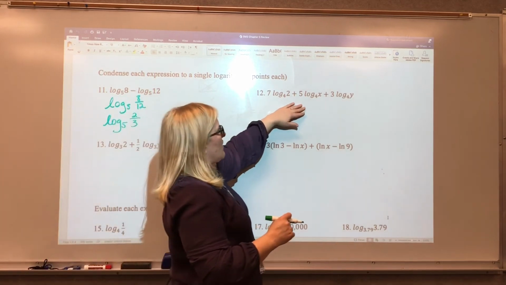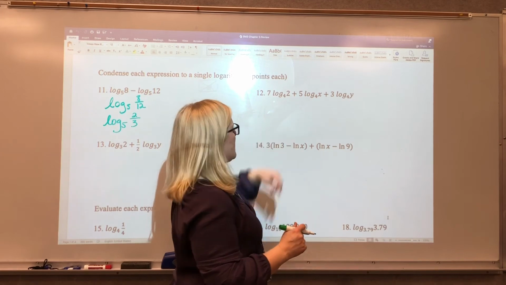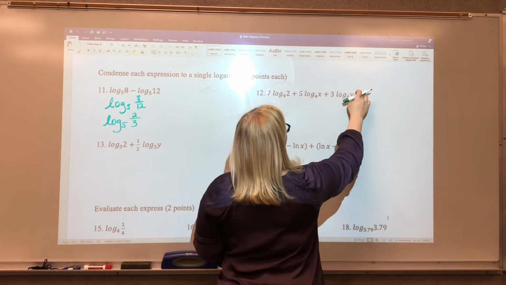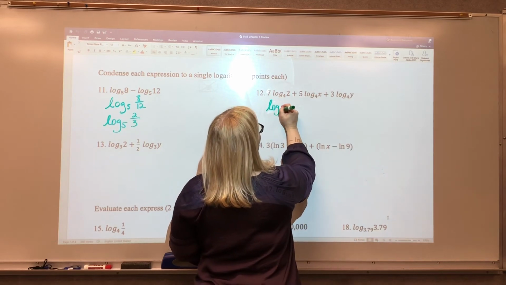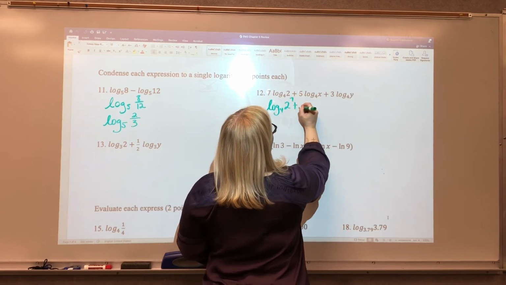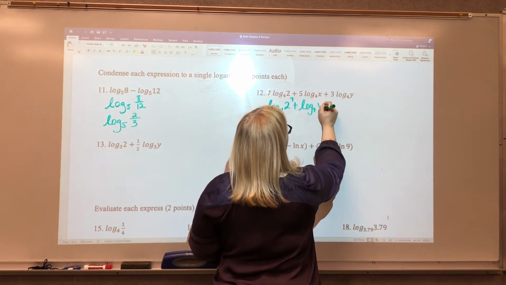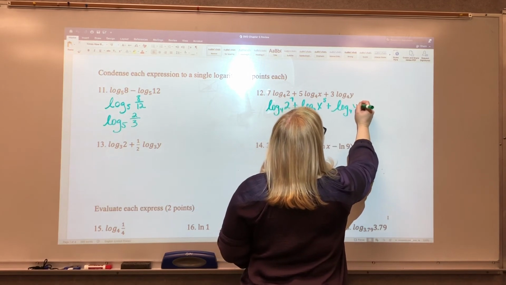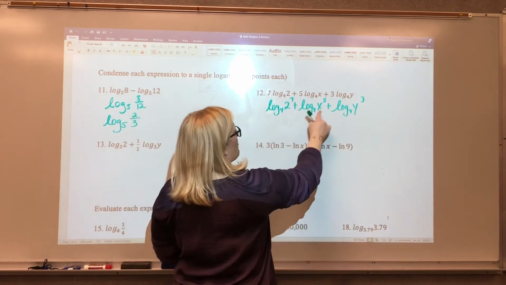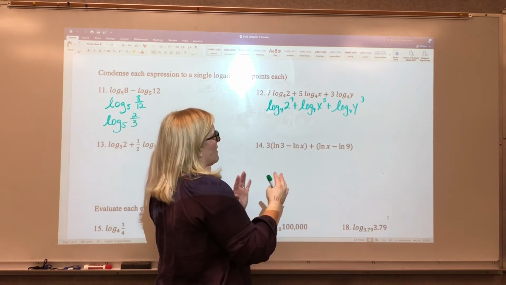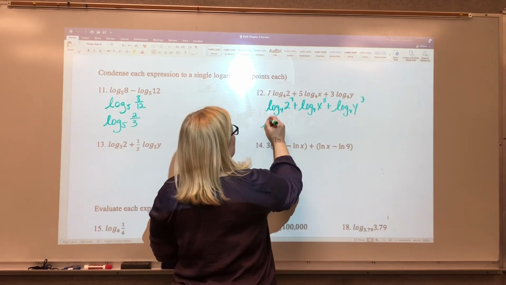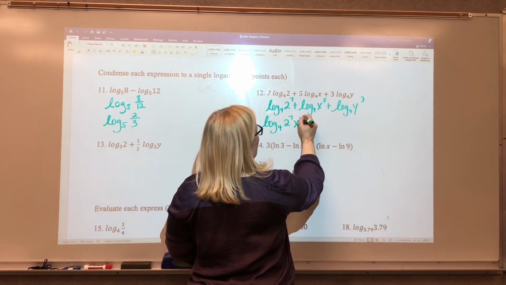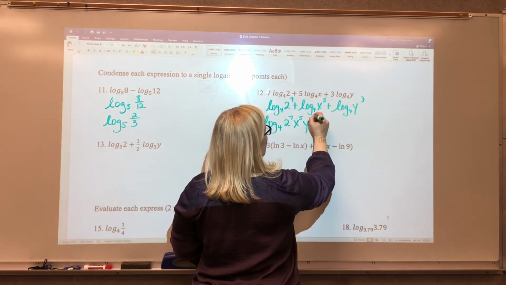Okay, so moving over here, it looks like I've got some exponents. So I'm going to move those exponents back over to where they belong. So log base 4 of 2 to the 7th, plus log base 4 of x to the 5th, plus log base 4 of y to the 3rd. Now these are all pluses, so they're all going to be multiplied. So I've got log base 4 of 2 to the 7th, then x to the 5th, and then y to the 3rd.